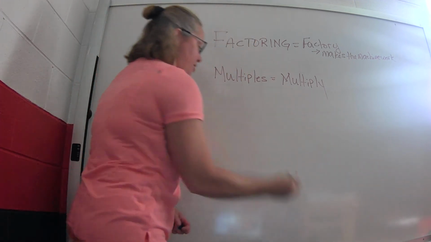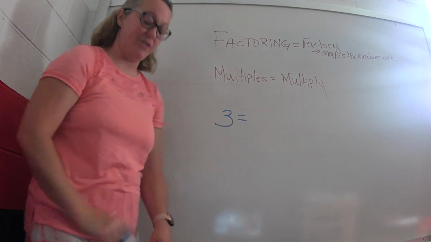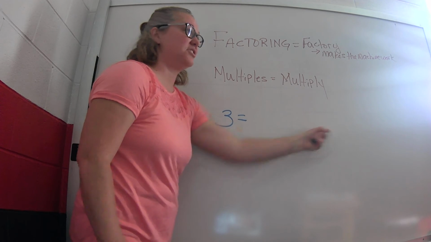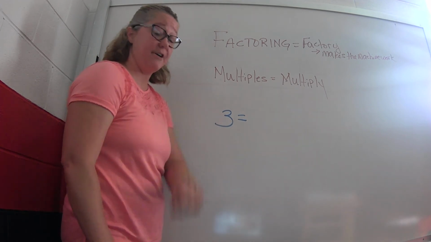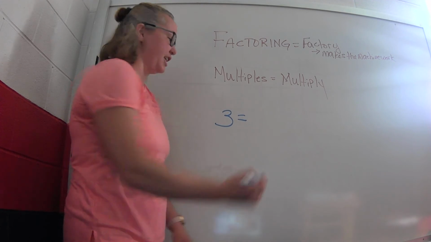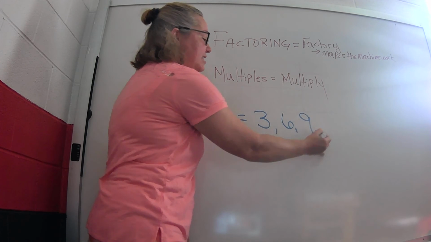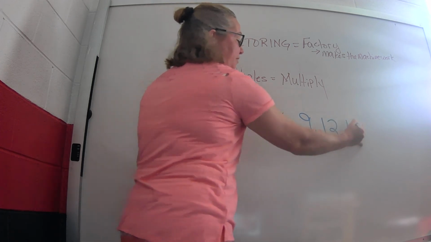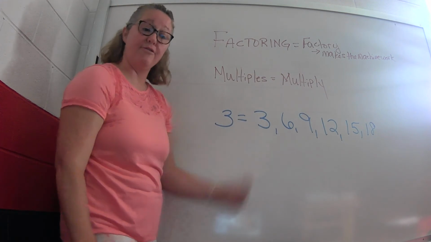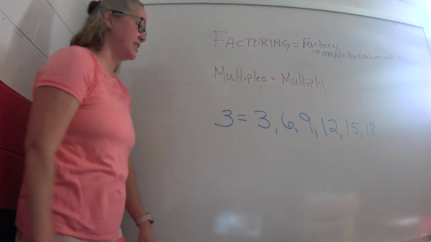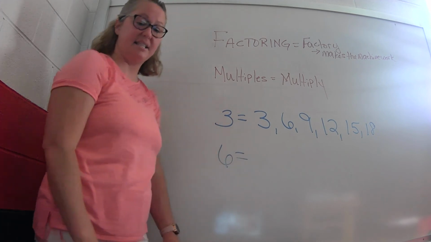All right, so let's go ahead and let's put 3 up here. Let's find the multiples of 3, and we'll give you a second, and see if you can go out 6 multiples of 3 for me. Don't forget to start with the number itself. You got it? Good. So we have 3, 6, 9, 12, 15, 18. We'd have 21, 24, 27. We could continue.